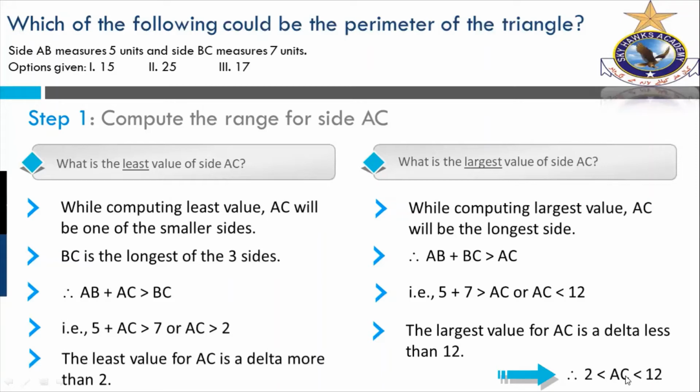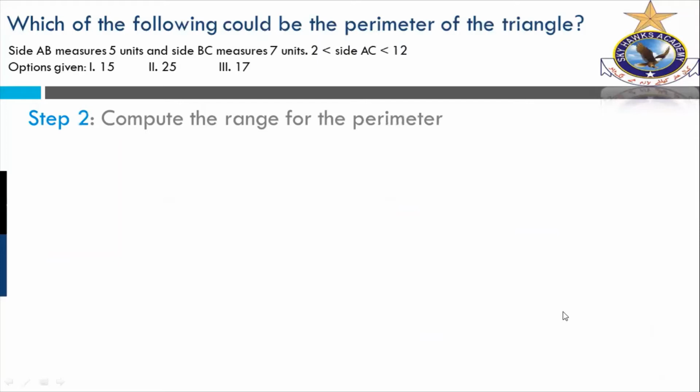So this is, what we can say, the flashing idea. We are just coming close to the right solution. What I mean to say is that we have decided that we'll have to pinpoint a number that must lie between these two values. That number must be greater than 2 and less than 12.